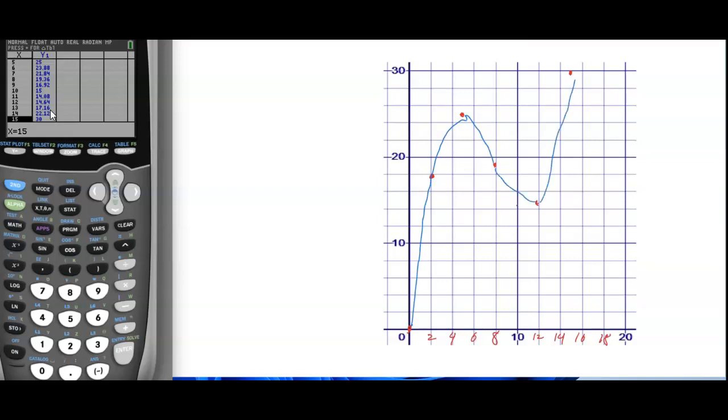Something like that, okay? And let's look at the graph to see if we're close. Just going to adjust the window. We're going to do 0 to 15 on the x, and then for the y, we'll do 0 to 30. And then it should pretty much look like this.